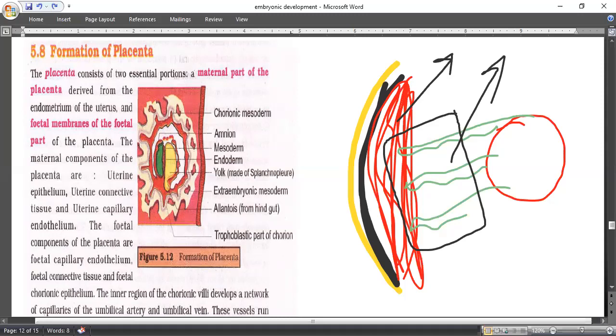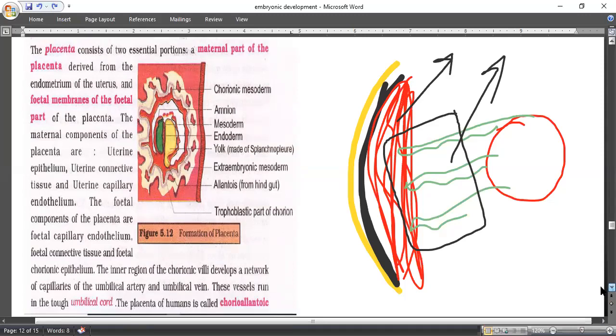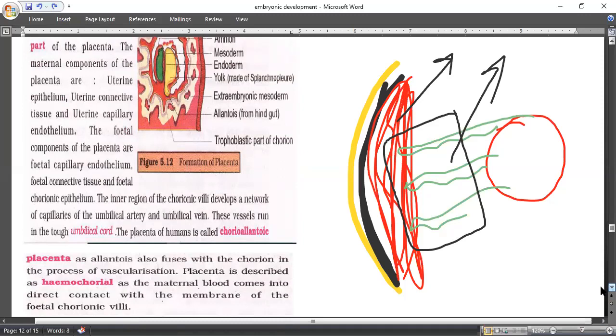Now you read, you can understand that the placenta consists of two essential portions: the maternal part of the placenta, derived from the endometrium of the uterus, and the fetal membranes of the fetal part of the placenta. Maternal components. Who are the maternal components of the placenta? Uterine epithelium, uterine connective tissue, and uterine capillary endothelium. Everything in that uterus part. That means the endometrial part: endometrial epithelium, endometrial connective tissue, endometrial blood capillaries.